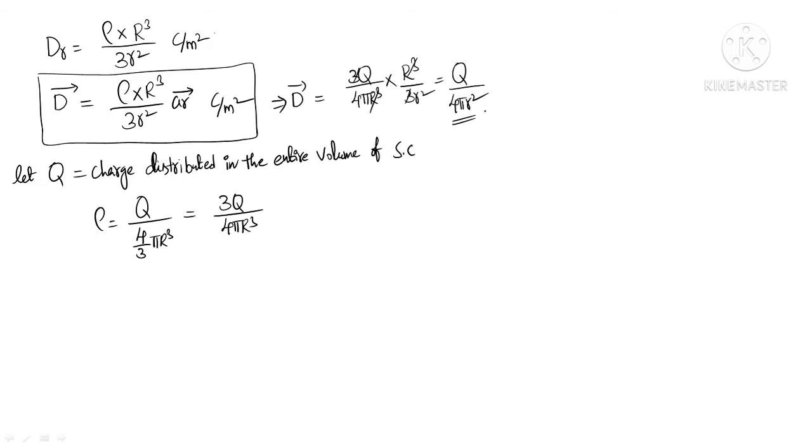If you clearly observe, or if you recall the previous class, this is the same result which we got for the flux density outside the spherical shell, right? So this result now is not different from this result. We got the same result, but instead of considering the charge distributed in the entire volume of a spherical charge, we considered it in terms of volume charge density rho.